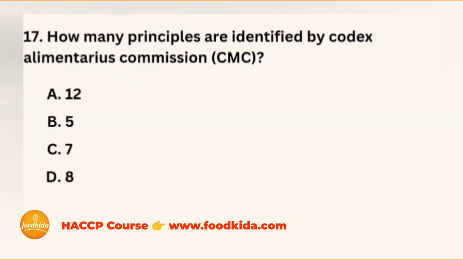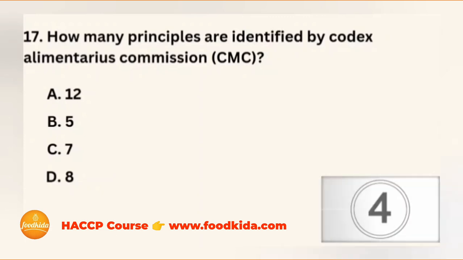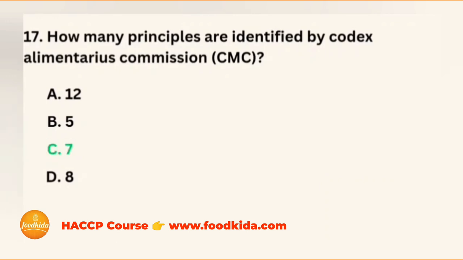How many principles are identified by the Codex Alimentarius Commission? Option A, 12. Option B, 5. Option C, 7. Or option D, 8. And the correct option is option C, 7.